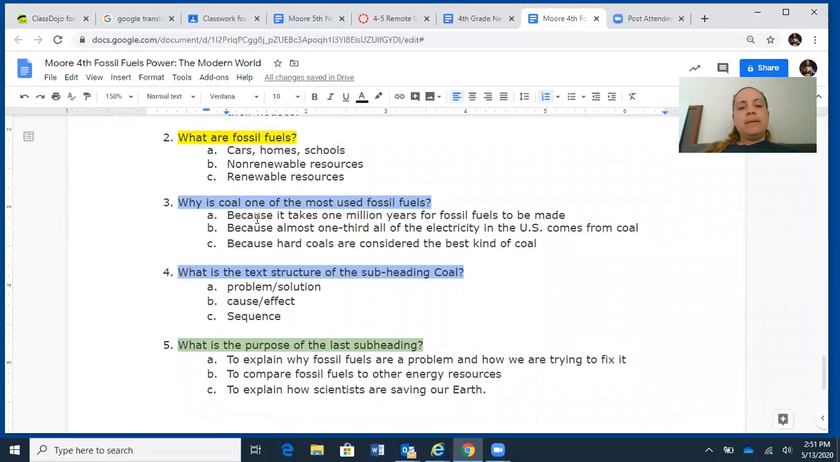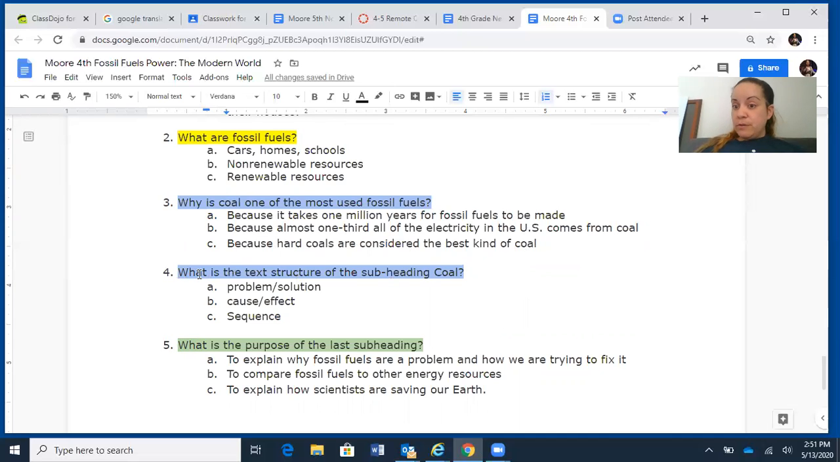A says, because it takes 1 million years for fossil fuels to be made. That's not why it's the most used. B, because almost 1/3 of all the electricity in the US comes from coal. That's what we just read. C, because hard coals are considered the best kind of coal. That may be true, but that's not why it's the most used. So we found the answer.